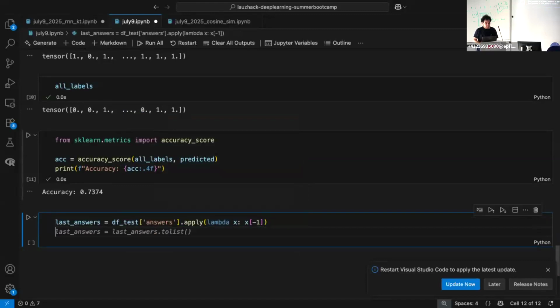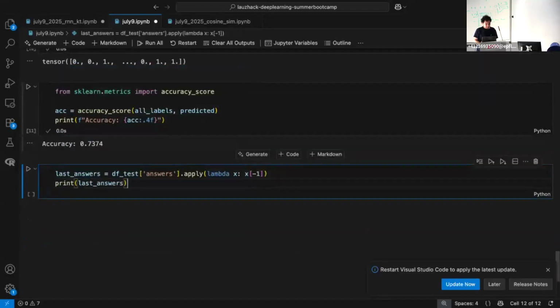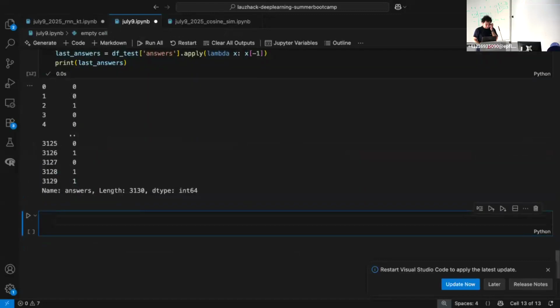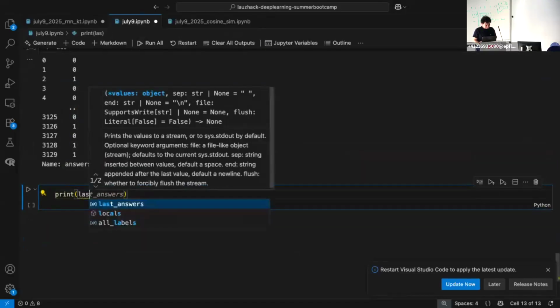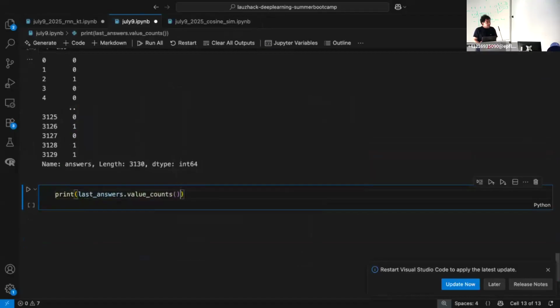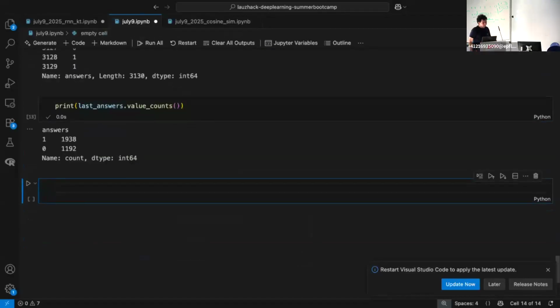Basically, this is what I wanted to print. And print last answers. So there are last answers, and then we can print value counts. Last answers dot value counts. Value counts is a function that will tell you how much of each value you have in the data. What you see here? We have much more correct than incorrect.